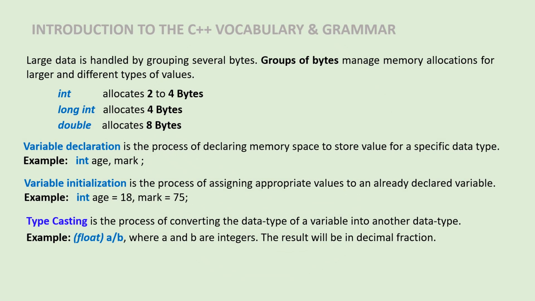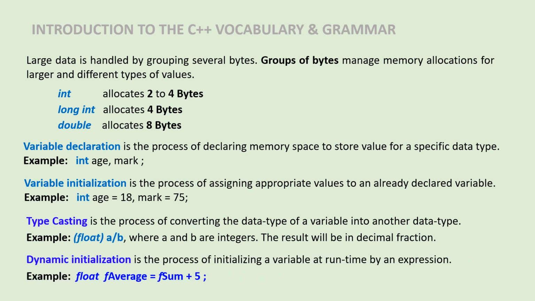Dynamic initialization is the process of initializing a variable at runtime by an expression. For example, float f_average equals fsum plus 5. Here, the value 5 is added to the value stored in variable fsum, and is then assigned to the variable f_average.